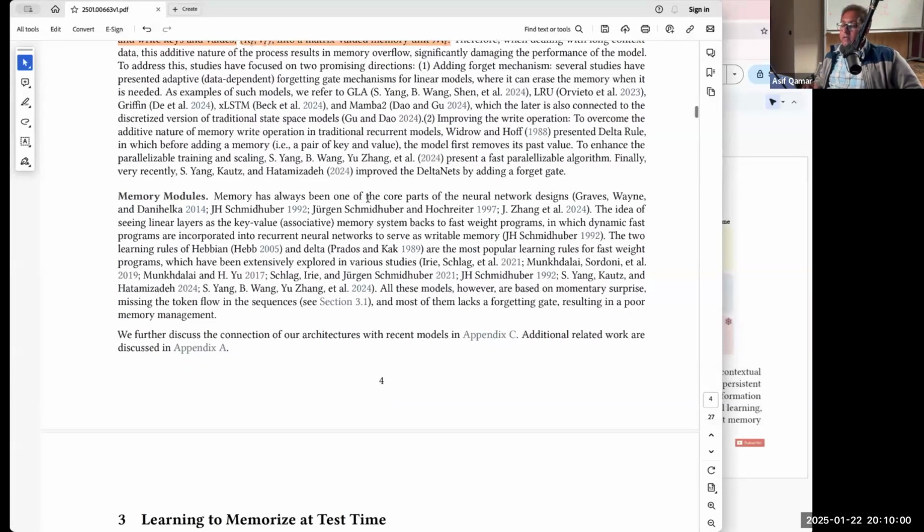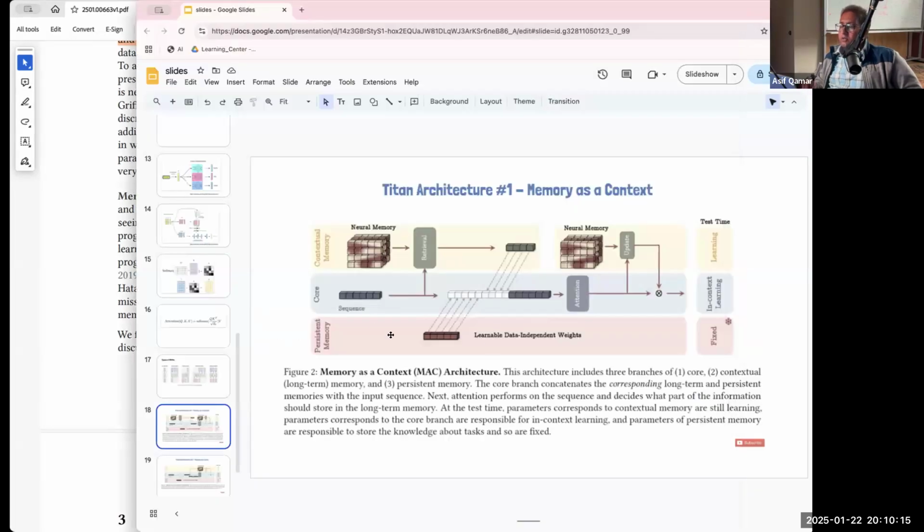Okay, memory modules. Memory has always been one of the core parts of neural network designs. Yes, we know that. The idea of seeing linear layers as a key value pair, yeah, this is another important one. What they are saying is, in this paper, they don't go into much detail about what is inside the memory layer, because that may be a secret sauce. They're not talking about that. In the case of LSTM, if you remember, there is a cell state. Here, it is not explicitly said about the cell state.